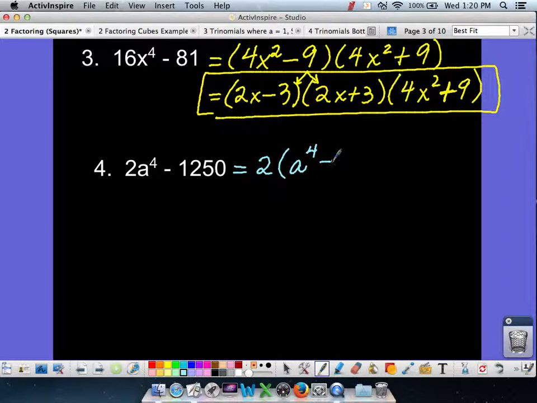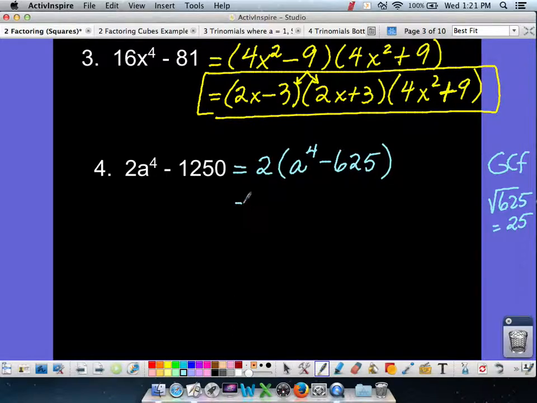So this is a to the 4th. 2 will go into 1250, 625 times. And I'm looking at that. That's my greatest common factor that I've taken out. 625 is not a common number. So I think, could that be the difference of squares? And if I were to put in my calculator the square root of 625, that would give me 25. And that is a perfect square.